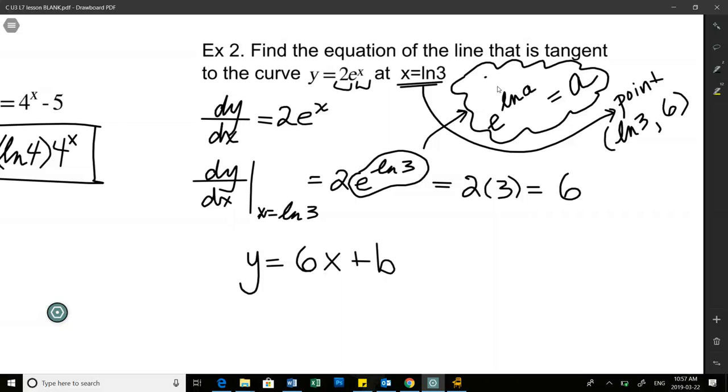Olivia? Yeah, sure. So this 6 comes from the original function. This 6 comes from the derivative, and it's the slope of the tangent. So the slope of the tangent just so happens to be the same as the y coordinate of the point on the line because the derivative and the original function are the same.